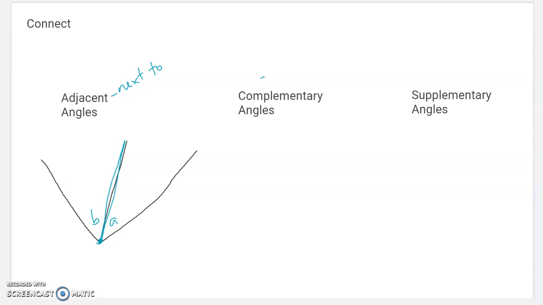Complementary angles are special adjacent angles. They are adjacent angles that combine to make a right angle. So we did problems yesterday where we knew this was a right angle and we had one of the two adjacent angles, maybe 20 degrees, and we could use that to figure out the measurement of this, because since they made a right angle together, we knew together they would be 90 degrees.